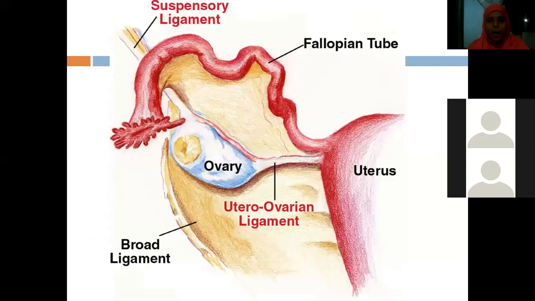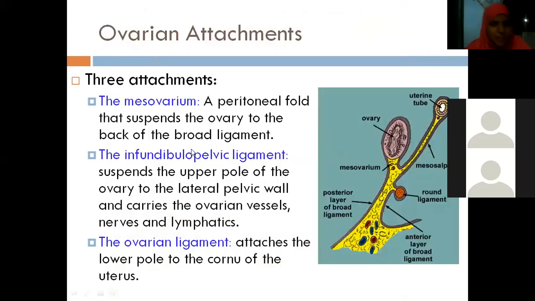Nulliparous means a lady who didn't bear any children till now, no child. Whereas multiparous means a lady who has given birth to children. So the position of the ovary will be different in nulliparous and also in multiparous women.